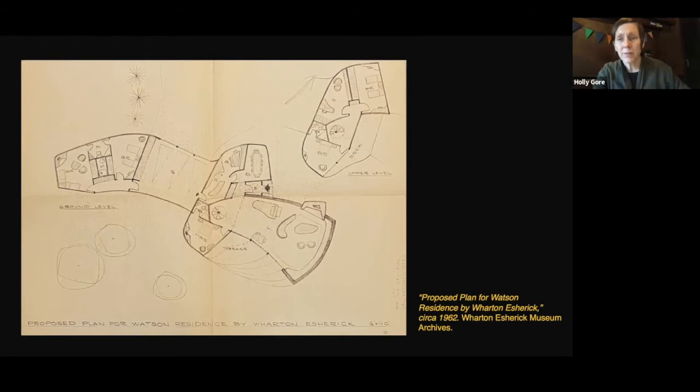So the interior was never actually realized in this way, and I'm not sure exactly how that came to pass, but there was a major dispute that broke out during the project that meant that Morton Esherick and Watson were no longer friends, and in fact Morton would leave the project before even the shell of the house was ever built.